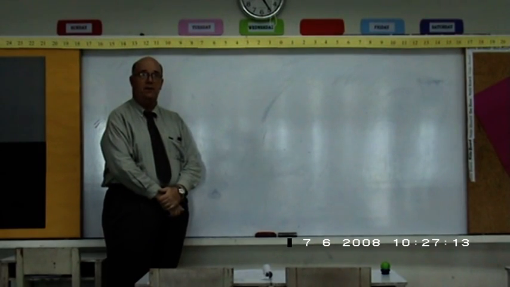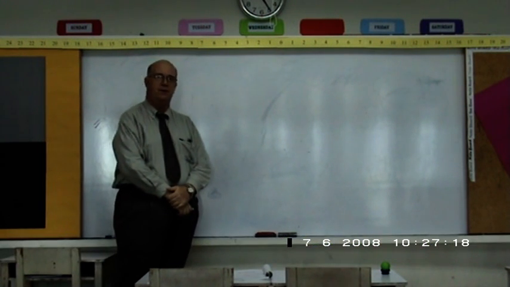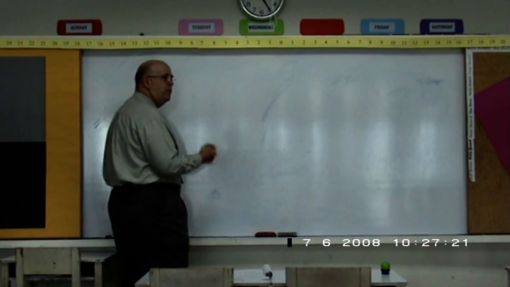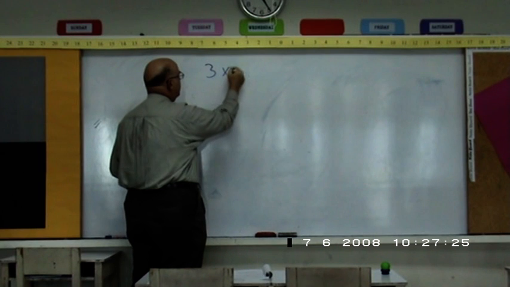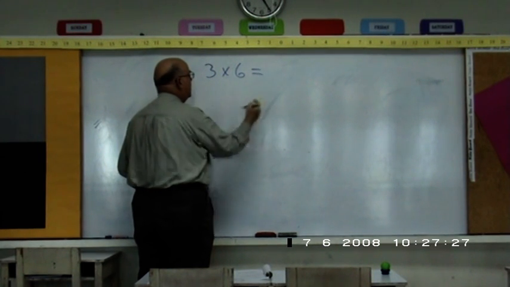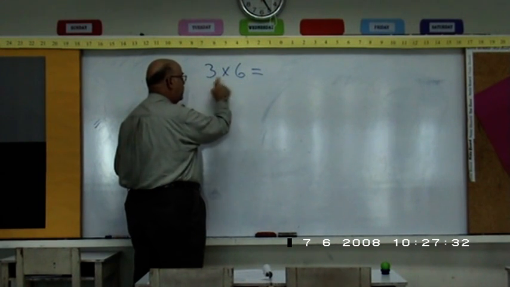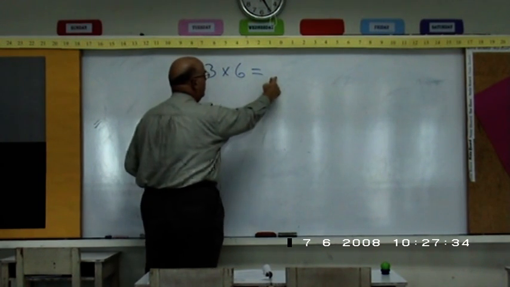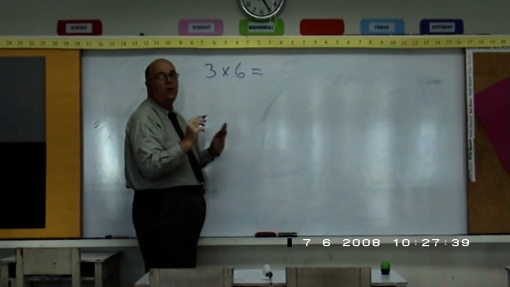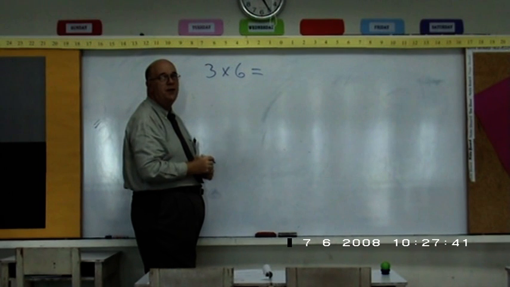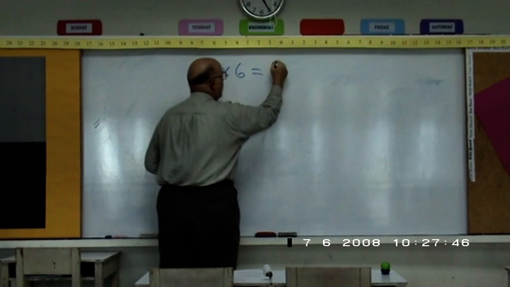Today we're going to talk about multiplying fractions. But before we do that, I want you to think about something. Now you know that when we multiply two numbers, like 3 times 6, that this number is bigger than 1, this number is bigger than 1, and when we multiply the two numbers together, we get an answer that's bigger than this number or this number. No matter what whole numbers we use, we always get a bigger number when we multiply. In this case, the answer would be 18.